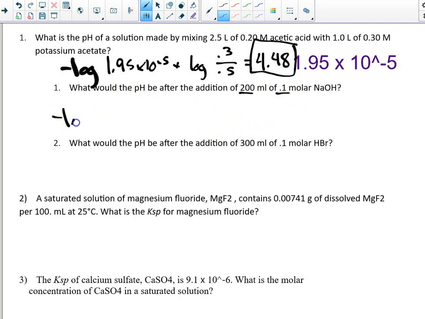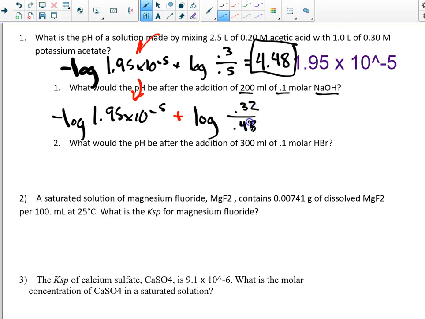here we go. So negative log of the same thing. And by the way, when you find this value right here, if you feel like just writing that value down there instead of that expression, there's nothing wrong with that. Plus, all right, this one I added base. So does base go up or down? Up. So it goes up how much? 0.02. So this becomes 0.32. And this becomes 0.48. All right, and what do we end up with?